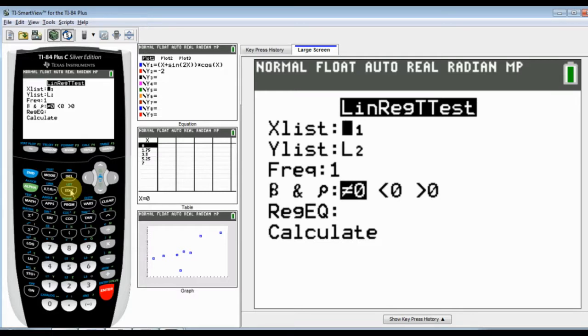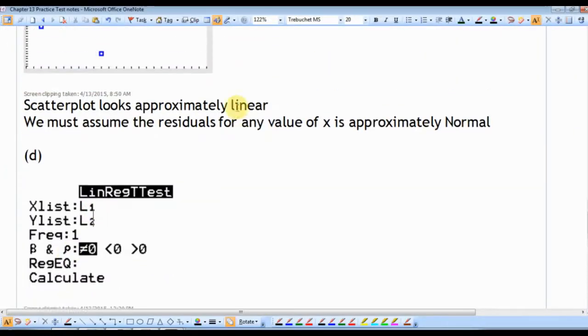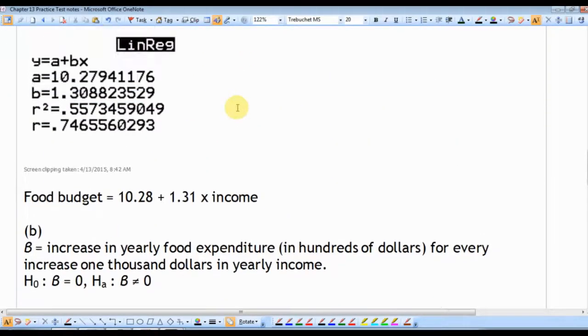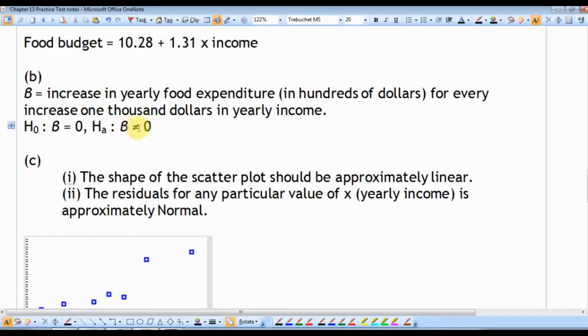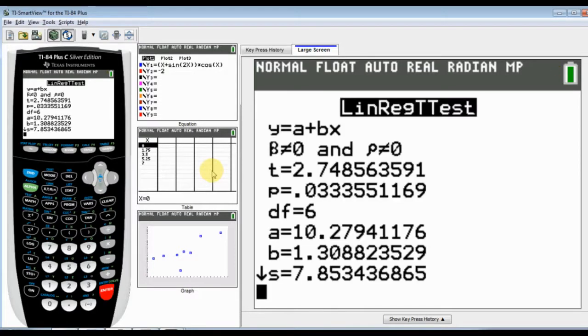Do we have the X list in L1? Yes. Do we have the Y list in L2? Yes. Is this our appropriate alternative hypothesis? Yes, it is. Let's make sure. Yeah, that's my alternative hypothesis: beta is not equal to 0. All right. Once you have that all out of the way, you're going to calculate it. There we go.